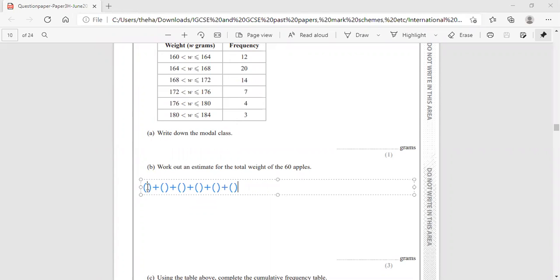So bracket number 1, midpoint of 160 and 164 is 162. So 162 times frequency 12. The next one is 166 times 20. Hopefully we'll have enough room here. So we've got 170 as the midpoint in the next one, and that's times 14. Then the next one will be 174, and you can notice it's going up by 4s every time, times by 7. Probably going to run out of room. Just go over the page.